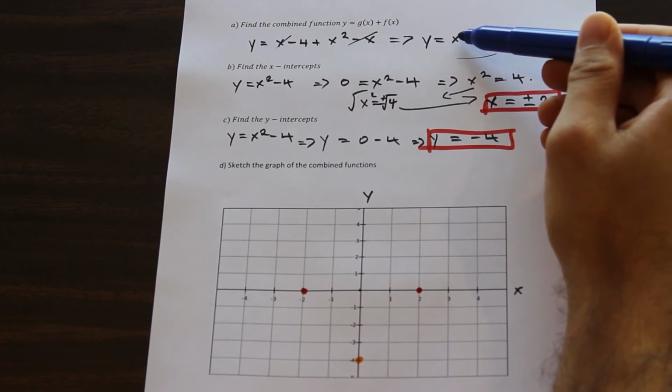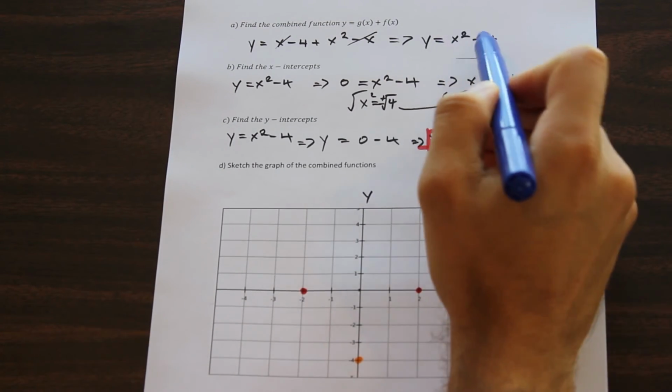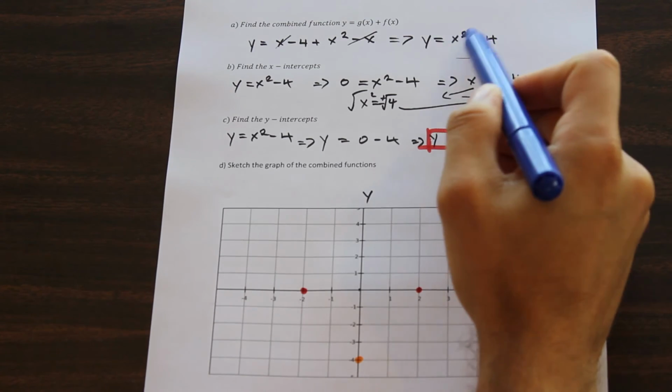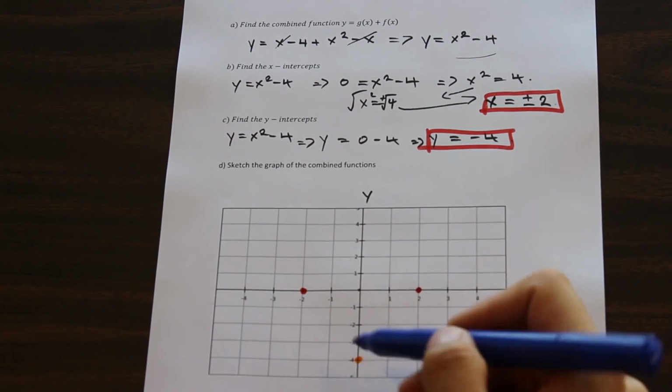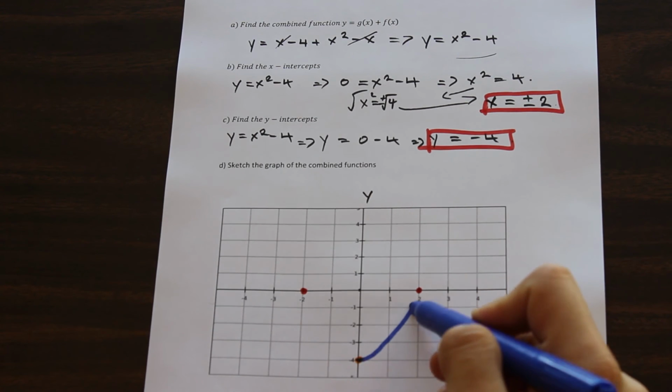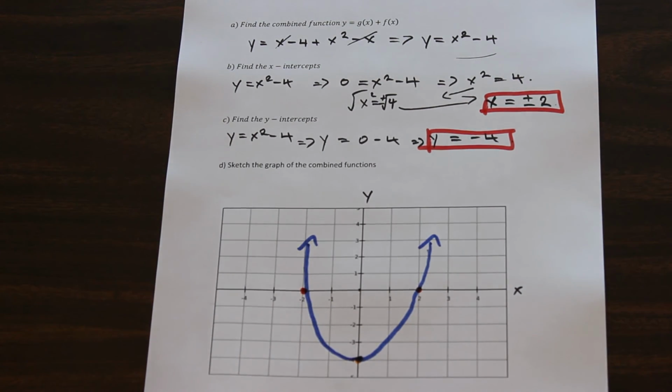whether it be negative or positive, is always going to be a positive number. So that means that this y output will always be higher than negative 4. So the graph will never be below negative 4. And we can just go ahead and connect these points like this. And those arrows just mean that it goes to infinity. And that's it. That's the answer, okay?